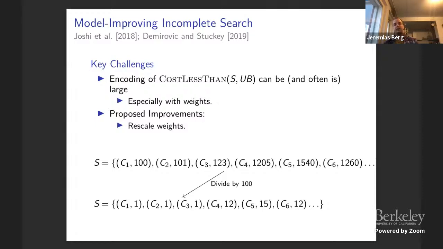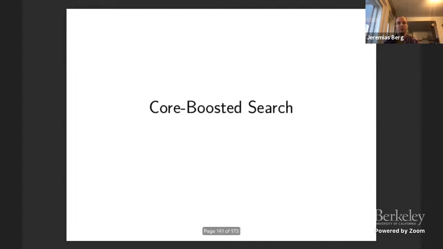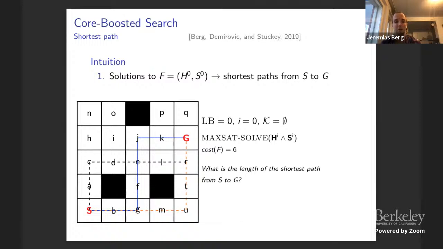But in the incomplete setting, there's been some clever work on what you can do to sort of make that easier. And one is the so-called varying resolution approach, where you just bluntly take a constant and divide all of your weights by that constant and just leave out clauses whose weight goes to zero when you divide, because you're just looking for a solution. You're not necessarily looking for the best possible one, and you don't need to guarantee optimality. And the second improvement is the core boosted search that I'm gonna spend most of the remaining time on.